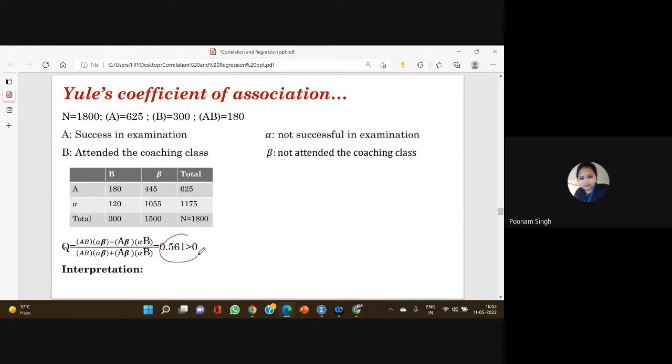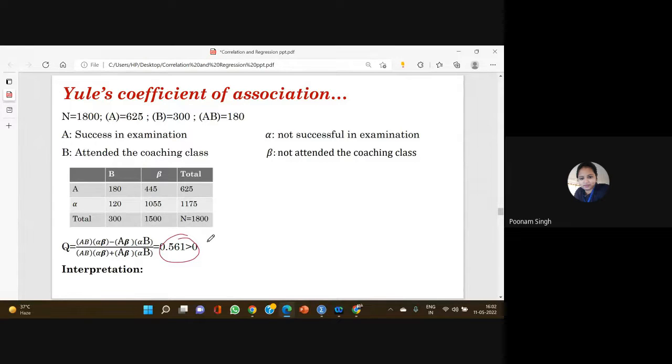0.561 means we can say that there is positive association. How to interpret this result? This shows that there is positive association between A, success in examination, and B, attended the coaching class. So there is positive association between success in examination and attending coaching class. So we can say that coaching class is important for success in examination.